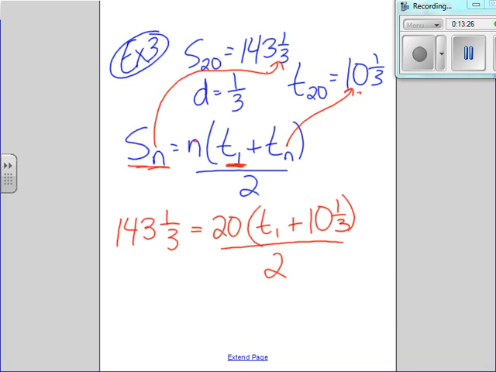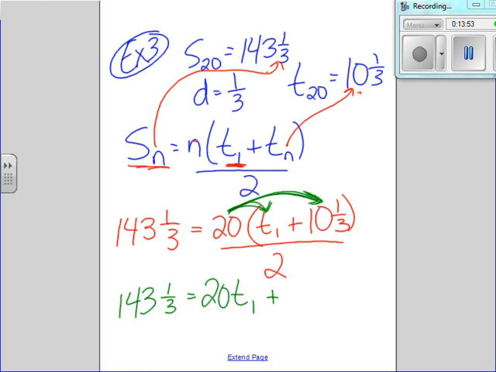So that means now I need to use the distributive property, which you might have learned as feeding the chickens. You're actually spreading the seed to everybody in the brackets. And I'm going to rewrite that down here. So I've got 143 and 1/3 still hanging out on this side. I've got 20 times T1, which ends up being 20 T1. And I've got 20 times 10 and 1/3.